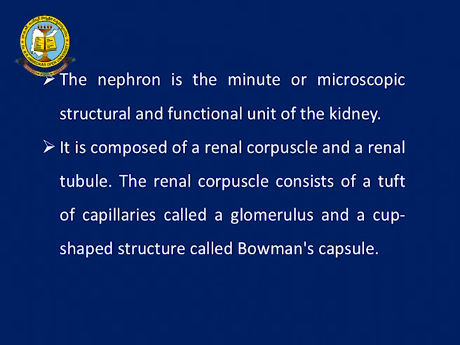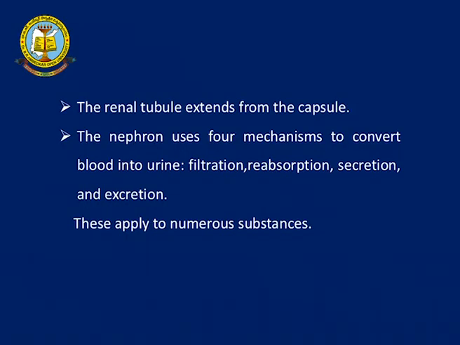The renal corpuscle consists of a tuft of capillaries called the glomerulus and a cup-shaped structure called Bowman's capsule. These are the two parts in the nephron. The renal tubules extend from the capsule. The nephron is used for 4 mechanisms in converting blood into urine: filtration, reabsorption, secretion and excretion. These are the main roles of the nephron.